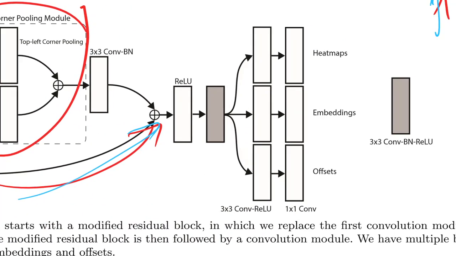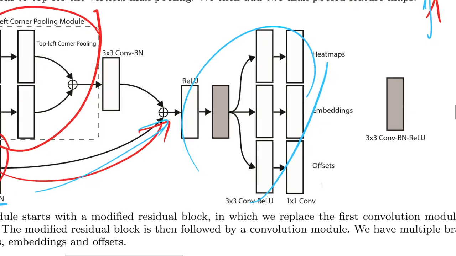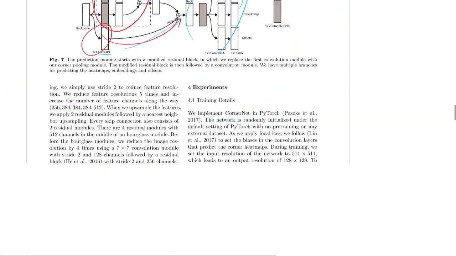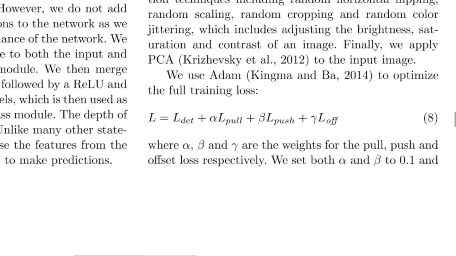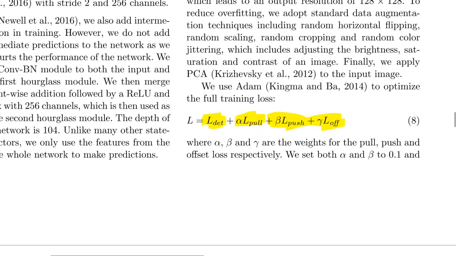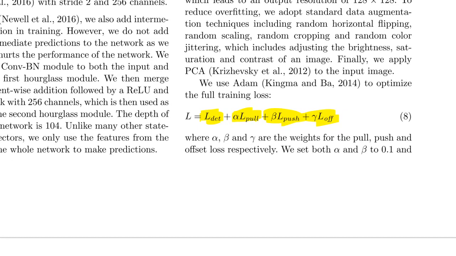So you have that, you add, and you put another bunch of convolutional layers on top of that, and then you get your predictions. And that's it. You mix all the losses. So there is a detection loss from the heat maps. There are the pull and the push losses for the embeddings. And there's this offset loss that you train to compensate for the downsampling errors.